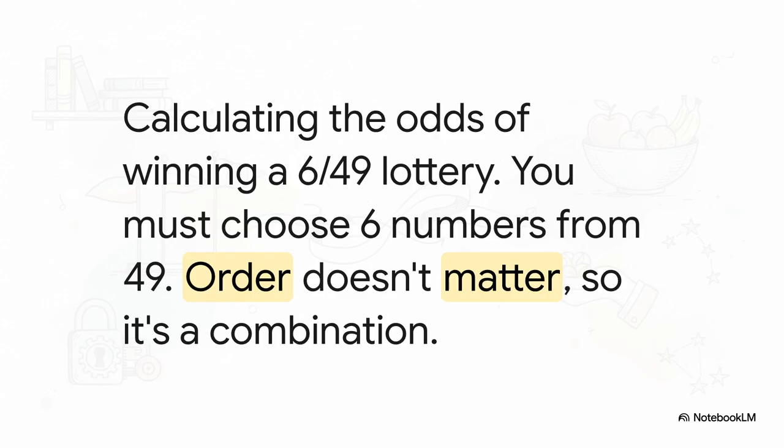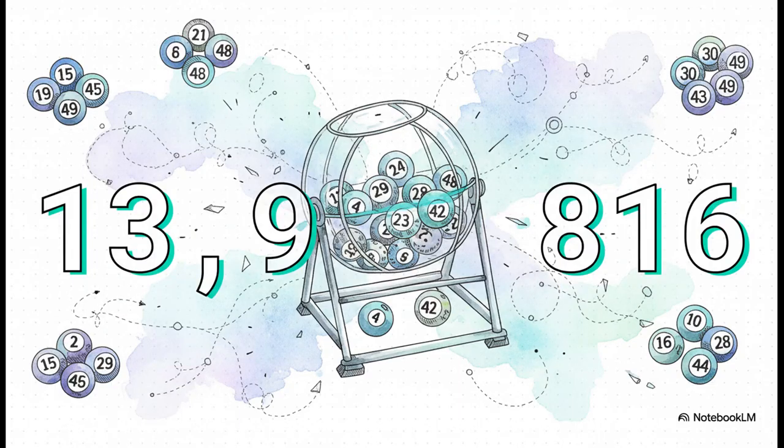So let's ask our key question. Does the order you pick the numbers in matter? Of course not. As long as your ticket has the winning numbers on it, you win. That loud and clear no tells us this is a classic combination problem. Our job is to figure out just how many unique combinations of 6 numbers can possibly be made from that pool of 49. And the answer?